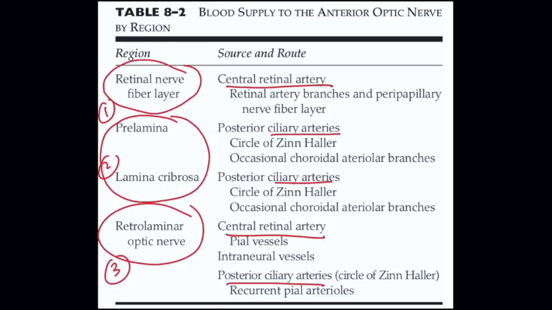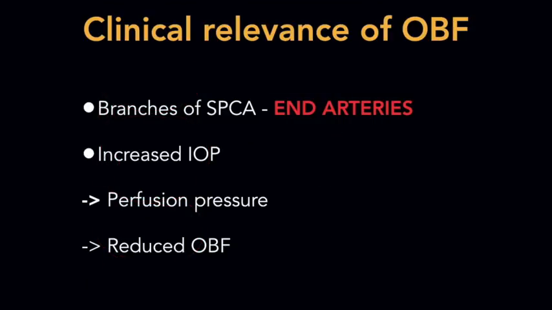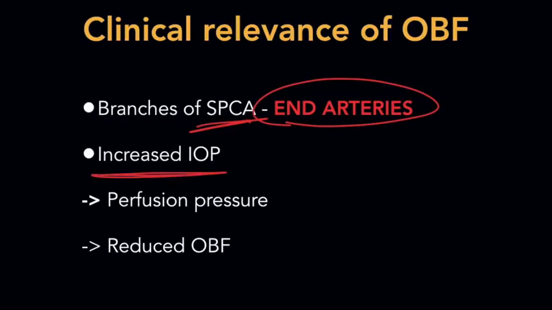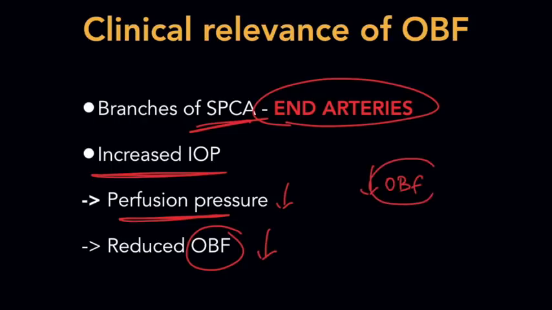Very, very important concept to understand. The reason being, the branches of the short posterior ciliary artery are most often end arteries. Because of end arteries, they are more prone to ischemia. So when there is ischemia, there is going to be perfusion, reperfusion damage which occurs especially in glaucoma and other conditions as well. And also, when there is a raise in intraocular pressure, that is going to cause a reduction in the perfusion pressure. When there is a reduction in perfusion pressure, there is a reduction in the ocular blood flow as well. Therefore, a reduction in the ocular blood flow or reduced perfusion of the optic nerve is very much implicated in the pathogenesis of glaucoma.